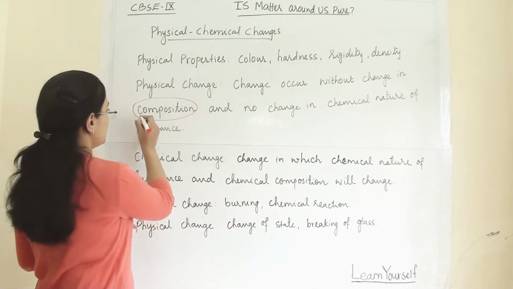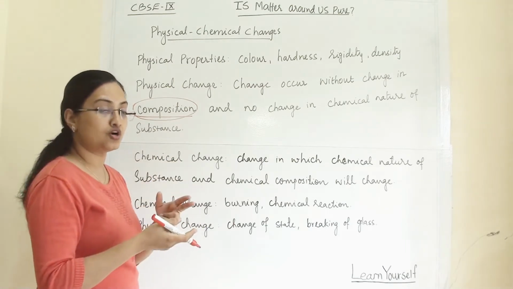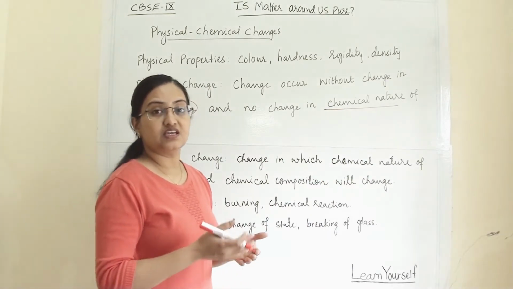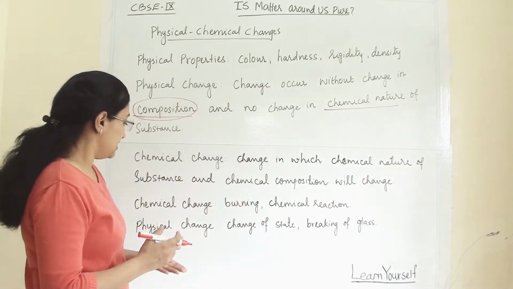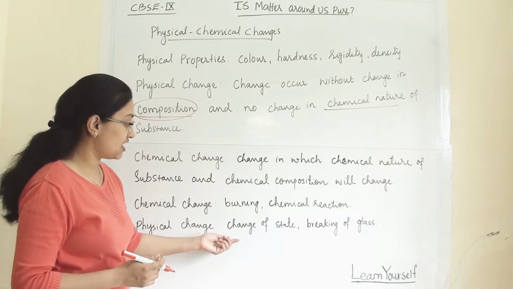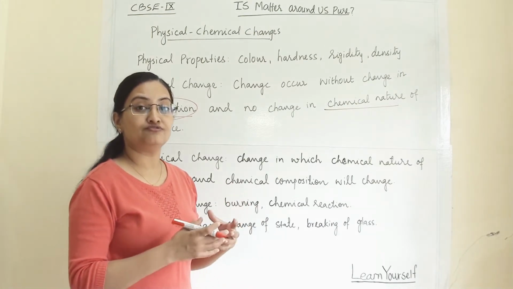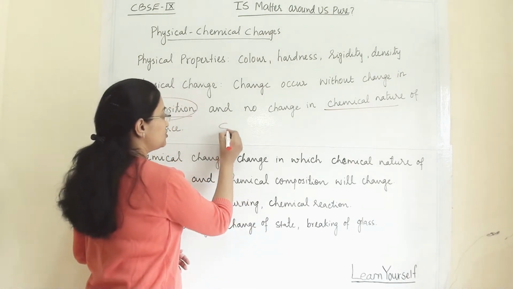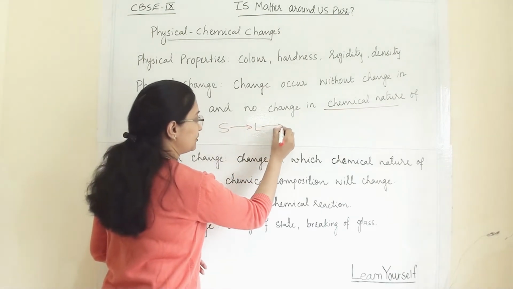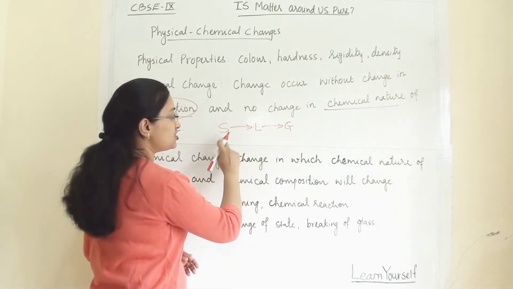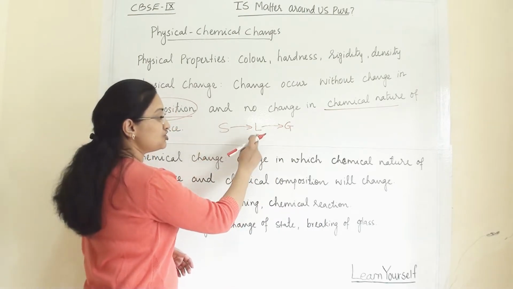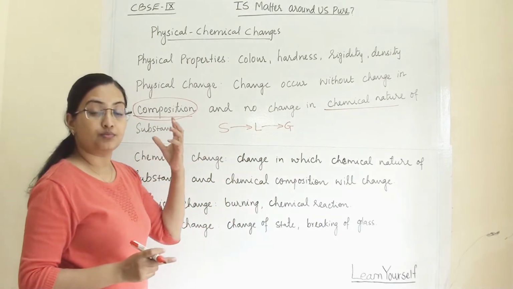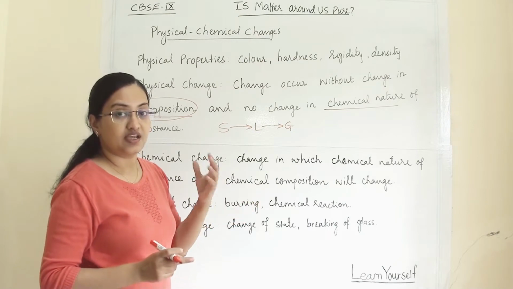So these two conditions are very important: that composition should not change and the chemical nature of the substance should not change. So when can we say that this is a physical change? Examples of physical change are change of state. Now what is the meaning of change of state? Earlier we have studied interconversion of state. For example, solid will convert into liquid and liquid will convert into gas. When this change happens, the composition of the substance will not change and its chemical nature or the properties of the substance will not change. It will remain the same.